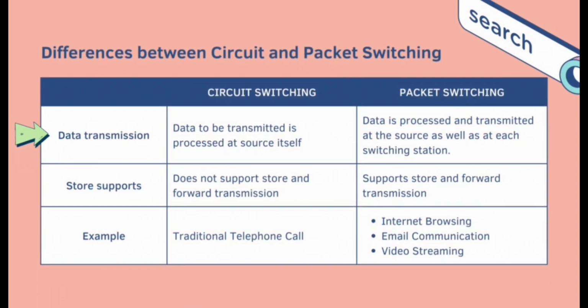For data transmission, during circuit switching, data to be transmitted is processed at the source itself, while during packet switching, data is processed and transmitted at the source as well as at each switching station. For store support, circuit switching does not support store and forward transmission, but packet switching does. The example for circuit switching is the traditional telephone call, while examples for packet switching are internet browsing, email communication, and video streaming.